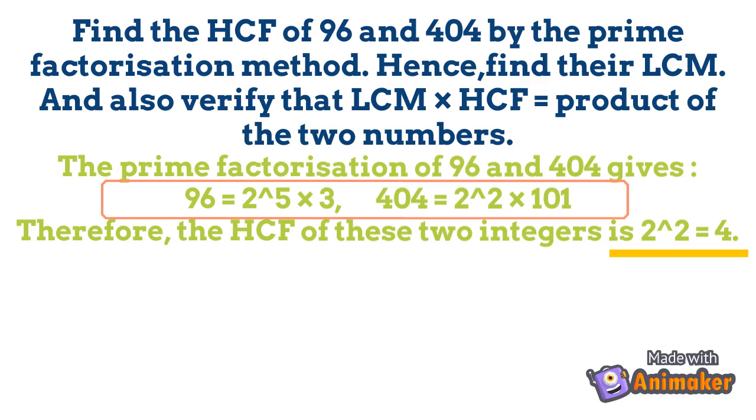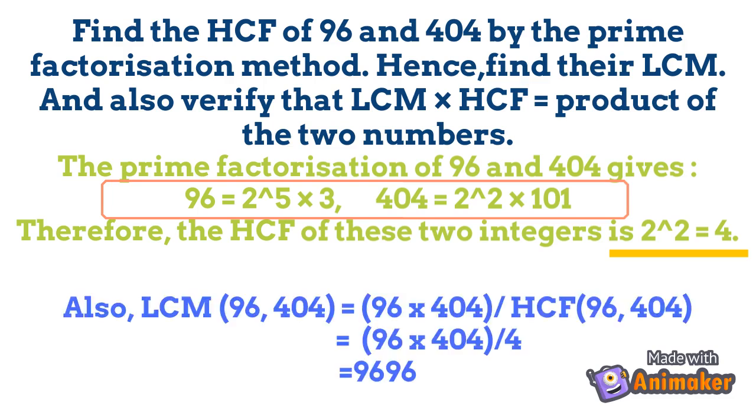So what will be the LCM? LCM will be the highest one, your highest power will be your LCM. According to our formula, LCM equals product of numbers divided by HCF, so the product of numbers is 96 into 404 divided by 4. Why divided by 4? Because our HCF is 4, so the result will be 9696.